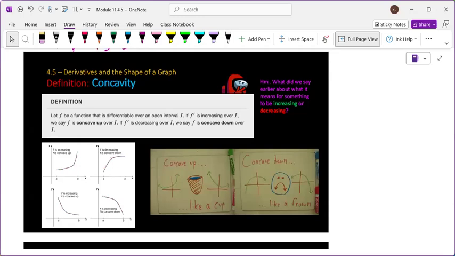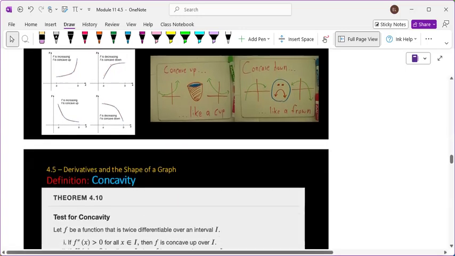But earlier, when we were talking about the function and the first derivative, when the function was increasing, the derivative of the function was positive. So when our derivative is increasing, the second derivative will be positive. When the derivative is decreasing, the second derivative will be negative. Better be what the next slide says.